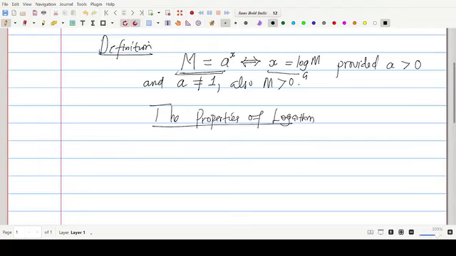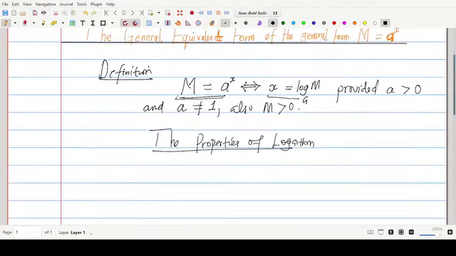First of all, what does this definition mean? It means this expression implies this expression, and in turn, this expression also implies this expression. That is the meaning of the double arrow, the double implication symbol. Whenever you have m equals a to the power x, that implies x equals log to base a of m, provided the conditions hold. And whenever we have x equals log to base a of m, then we have m equals a to the power x.